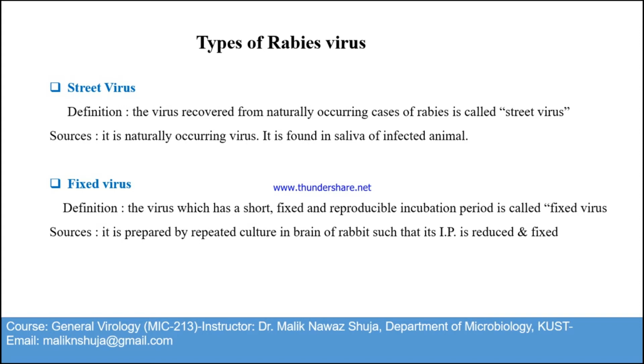There are two types of rabies virus. One is street virus and the other one is fixed virus. This clearly indicates its name. Street virus means the virus present in its natural form, and a virus which is present in its natural form has the ability to infect others.